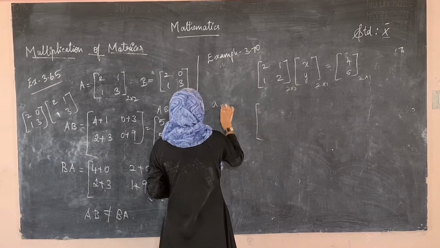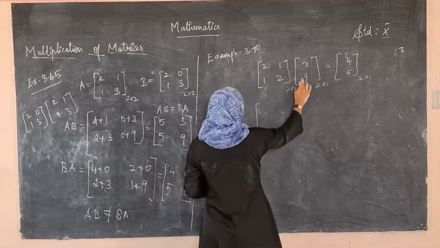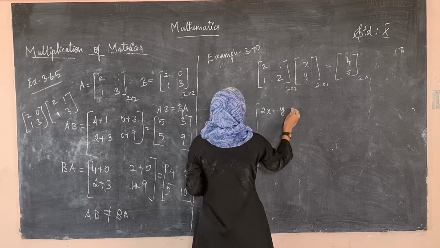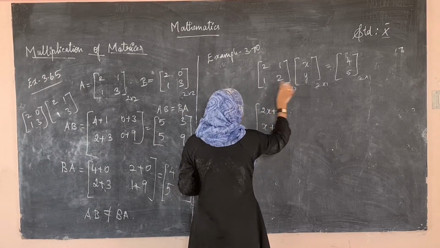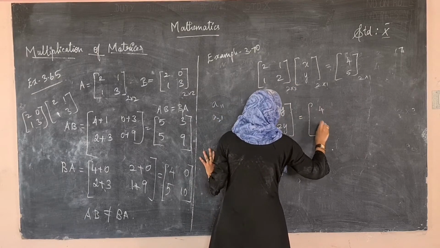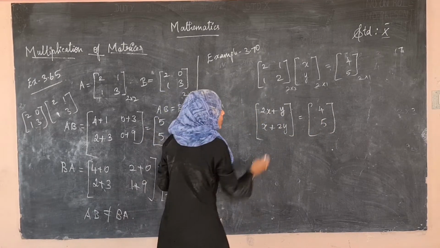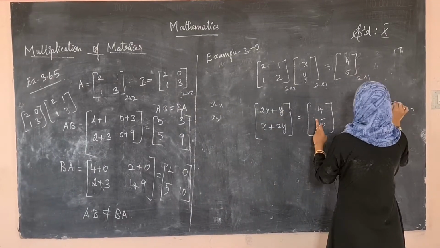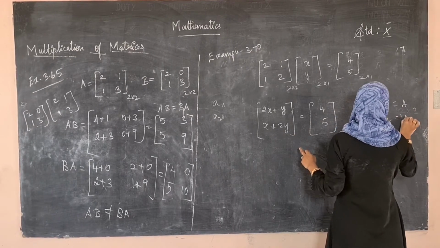That is A11 and A21. So first row and first column: 2 into x is 2x plus 1 into y is y. And again second row, first column: 1 into x is x plus 2 into y is 2y, equal to 4, 5. See here we have equal to, that means these two matrices are same. From this we can write the two equations. What are the equations? 2x plus y is equal to 4 and x plus 2y is equal to 5.